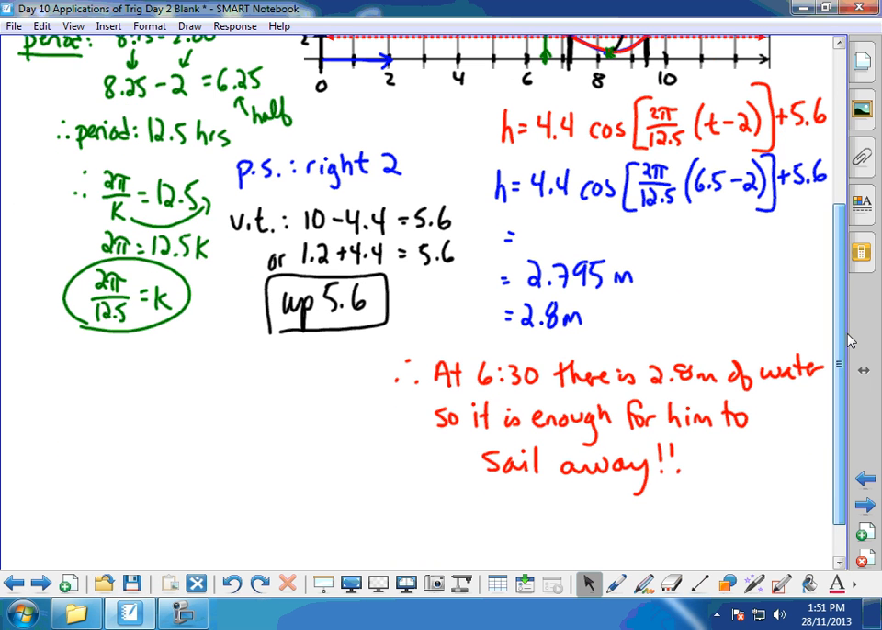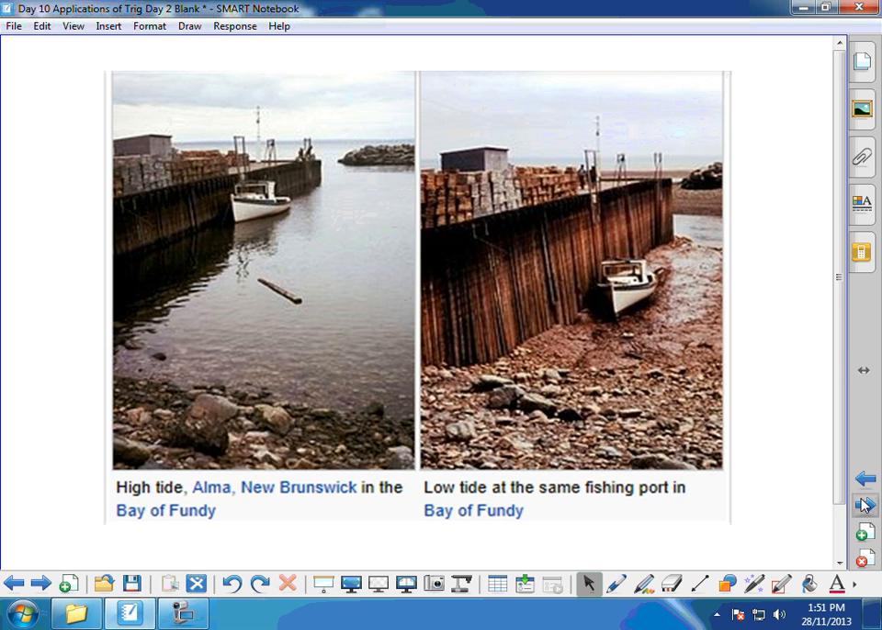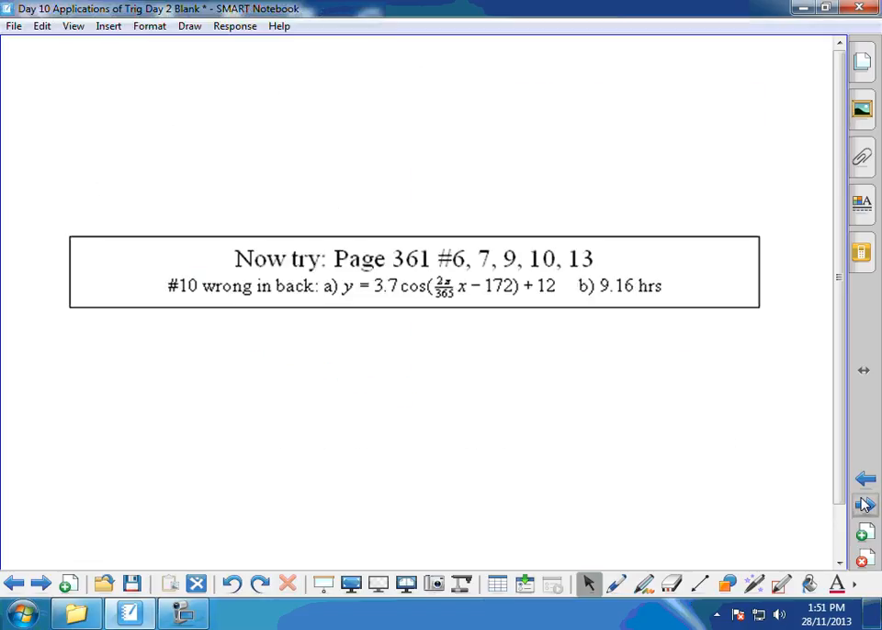Okay. So there's your two questions for today. Lots of video. At the bottom of your worksheet, you see that there's a bunch for you to try. Page 361, number 6, 7, 9, 10, and 13. There is a correction for number 10. The math is a little bit off for number 10. But you've got this. You've got your questions from yesterday, so there's lots of stuff you can practice. And next day we'll take up some of these questions and get you ready for the test. Good luck.